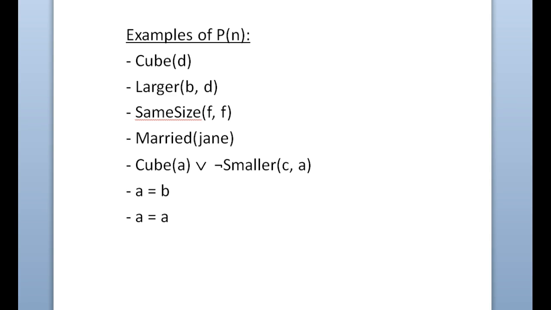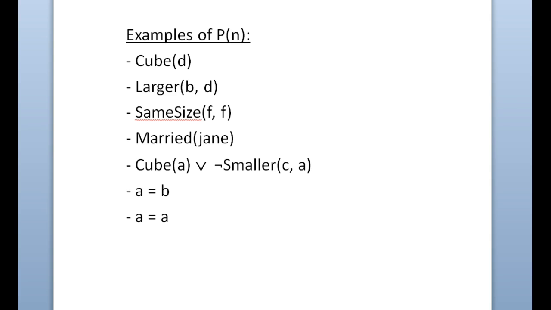Here's another one, Married(Jane). Now they sometimes use ordinary English predicates like married, meaning is married, and Jane is the name, so this just says Jane is married. Okay, that's a sentence, so it qualifies as P, and the name, in this case the n, is Jane.